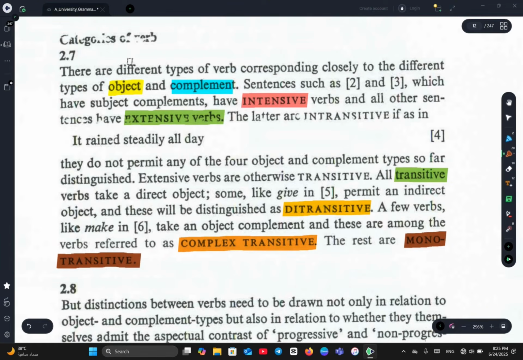In today's lecture, we'll explore categories of verbs, a key topic that connects the verbs with the different types of objects and complements that we've studied previously. We'll explain how different sentence patterns depend on the type of verb used, and how verbs are categorized into intransitive, transitive, ditransitive, and complex transitive.